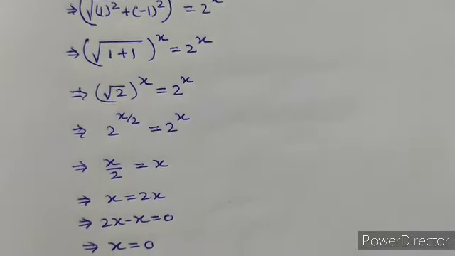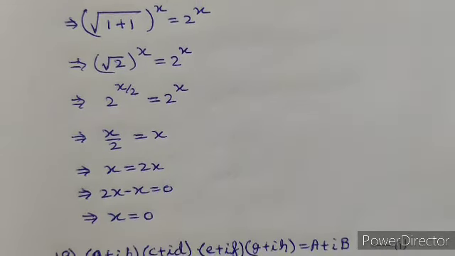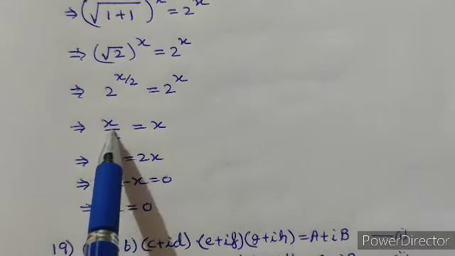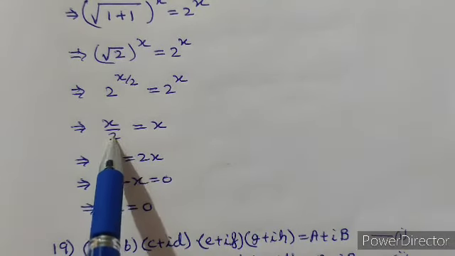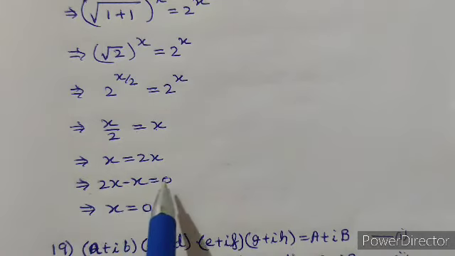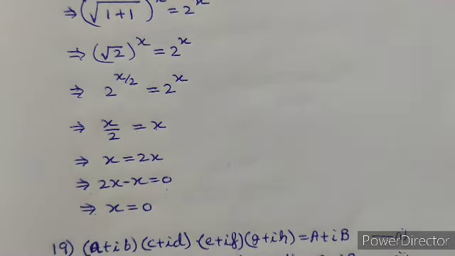Now as base is same on left hand side and right hand side, so their powers will be equal, and that means x upon 2 will be equal to x, and that will give us 2x minus x equal to 0, which is giving us the value of x as 0.